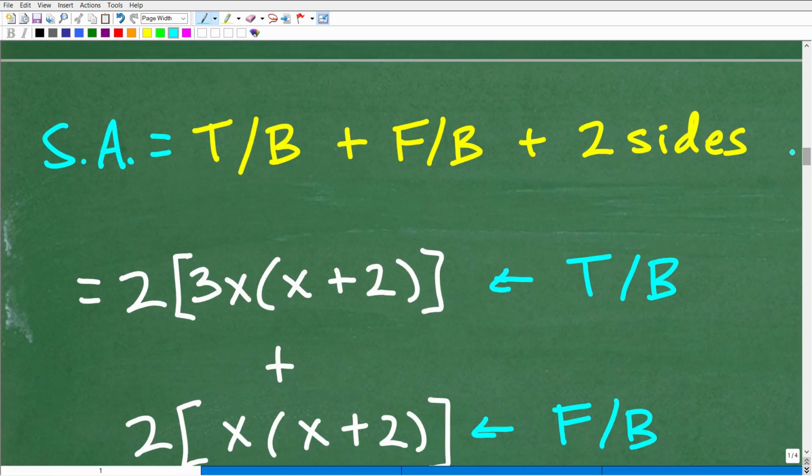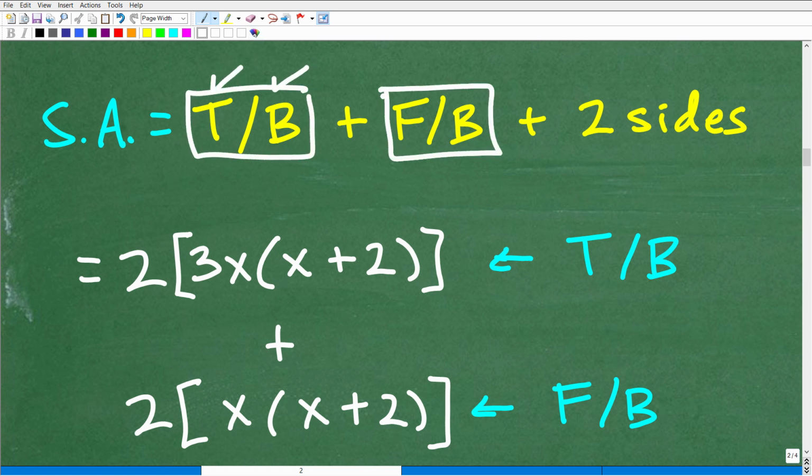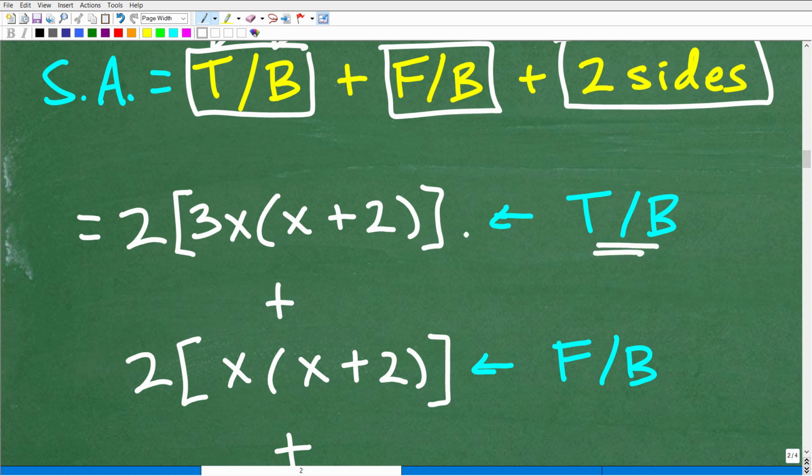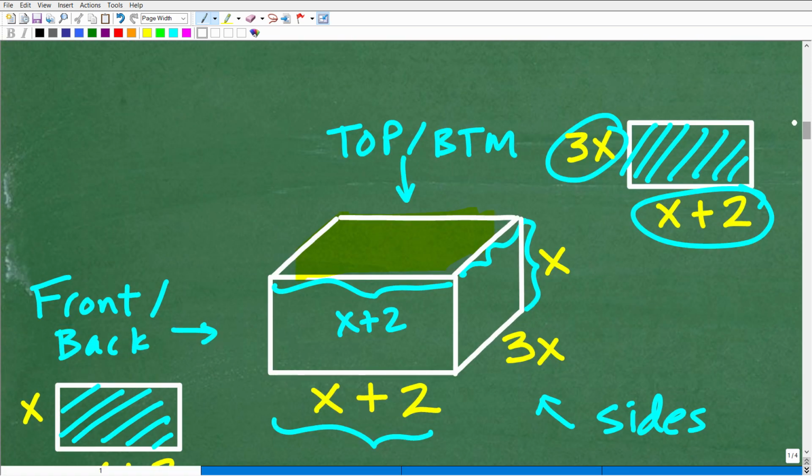All right, so again, the surface area is the sum total of all the sides of this rectangular object. We have a top and a bottom, which are the same dimension. We have a front and a back, and we have two sides, which have the same dimension. So let's organize our thoughts here and calculate this out. The top and bottom would be 3x times x plus 2. Let's go back up to our figure here. So the top here is 3x times x plus 2. That's the area, right?